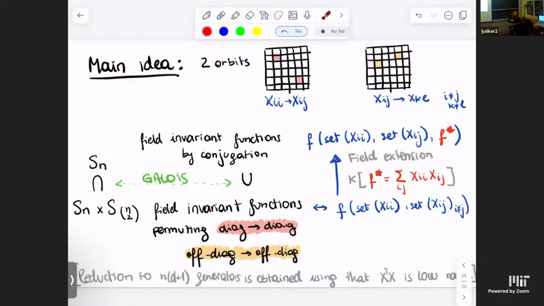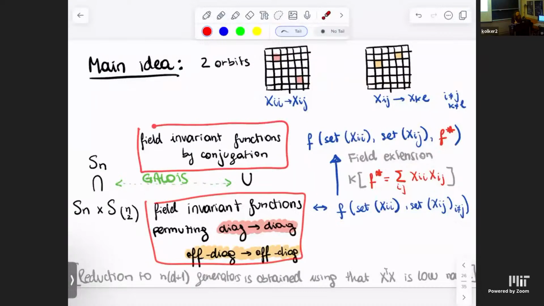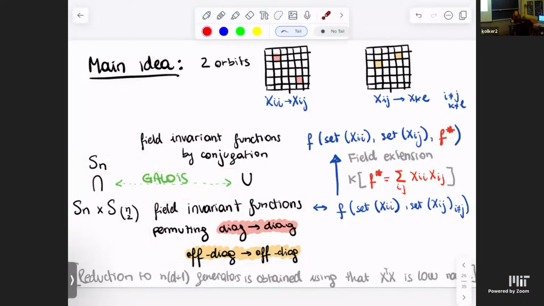You can think of S_n as a subgroup of the group that moves diagonals to diagonals and off-diagonals to off-diagonals. For this group, finding the invariant functions is not too hard. It's actually pretty easy. You can do it using deep sets, if you know what that is. And then you can use Galois theory to go from the field of invariant functions here to the field of invariant functions for the original action that you care about. And this is basically adding some extra functions to the space of functions that you were considering.